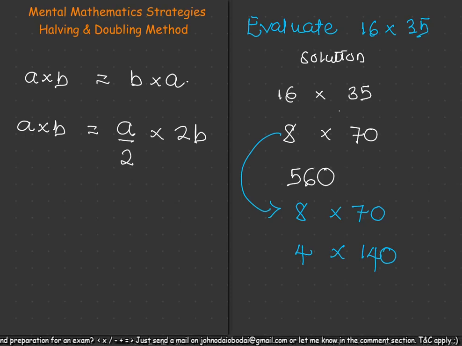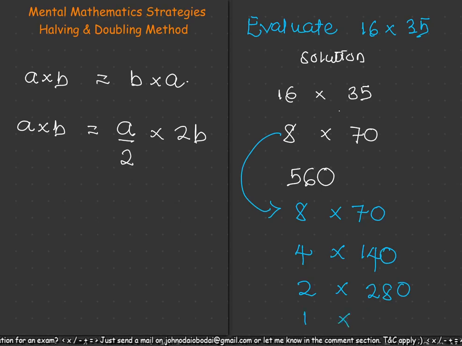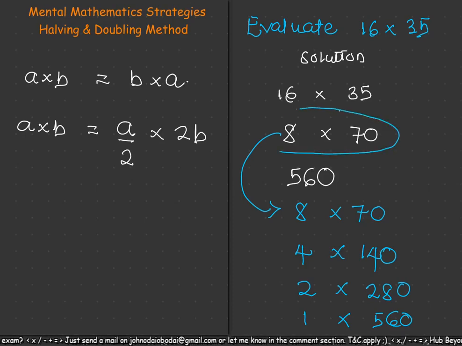So the half of 4 gives us what? 2. And then the double of 140 will give us 280. You see, then you can still proceed. So half of 2 gives us 1, and then 1 times the double of 280 will give us our 560. You see, so you can end where you think you can easily evaluate mentally, in your head. But if you think you can't evaluate right away, just as I evaluated 8 times 7, which gives me my 560, you can still proceed till you get to 1.